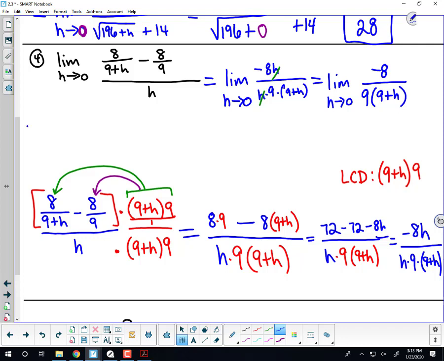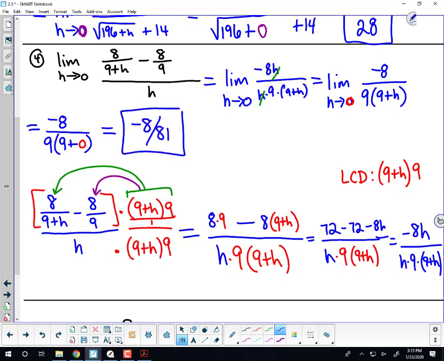Do it over here. We're just going to plug in, no issues now, so we're just going to plug 0 directly in for h, to get -8 over 81. Anyone have any questions on that?